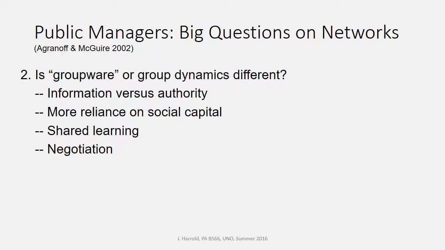The second question they ask is whether the groupware, what they call groupware, and that's really not referring to some kind of software, are group dynamics different in a network versus a bureaucracy? So, for example, in a network, the currency is not necessarily authority and the chain of command, but it's information. Therefore, there's more reliance on the idea of social capital. That is the ability and the capacity to make agreements, the ability and the capacity to organize yourself in teams. More reliance on that, again, than just straight command and control. There's the idea of shared learning, and there's the idea of negotiation. And so these group dynamics are a little bit different than the top-down directed bureaucracy.